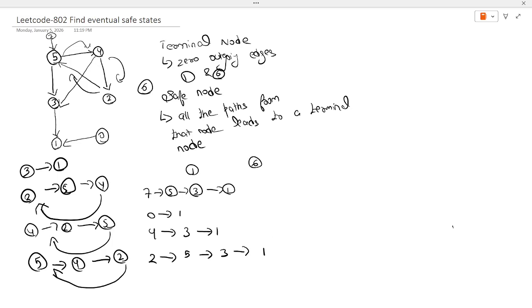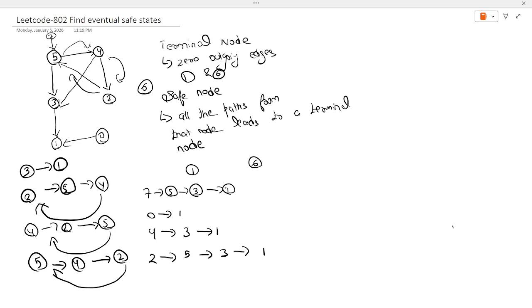So what we can do is we will simply backtrack from the terminal node, that is 1, and while backtracking we will check for each node in the path if it is a safe node or not. So how can we check if a node is a safe node or not? By simply checking if all the paths starting from the current node lead to a terminal node or not. So we will simply backtrack from the terminal nodes or dead ends to see if we can reach safely from the terminal node or not.